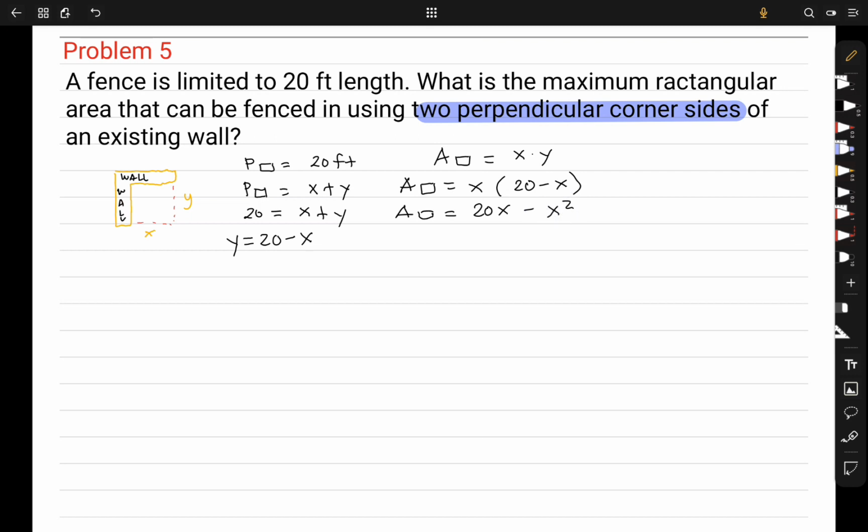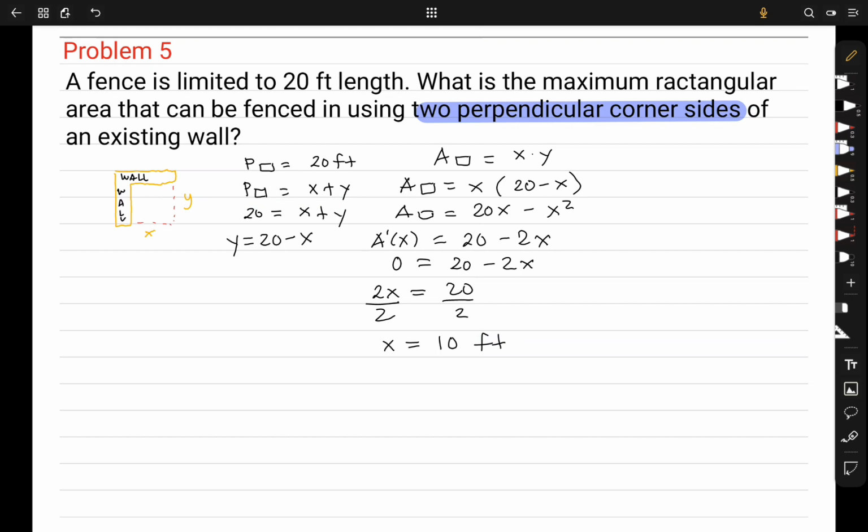So, from here, we can now differentiate. So, we differentiate our area with respect to x. So, we could say that is 20. The derivative of x squared is negative 2x. Then, after we differentiate, we can now equate to 0. 0 is equal to 20 minus 2x. We move the negative 2x to the left side. That is 2x is equal to 20. Divide both sides by 2. Our x is equal to 10 feet.